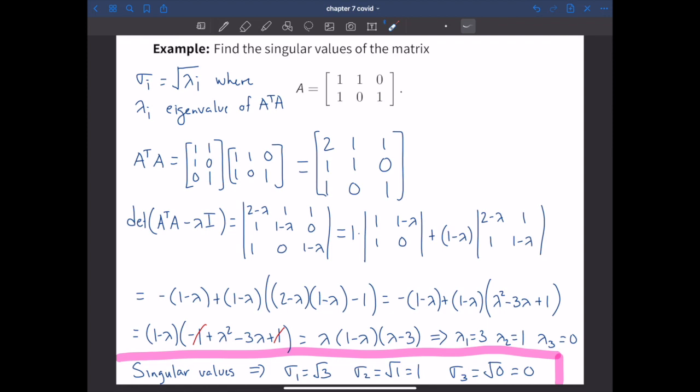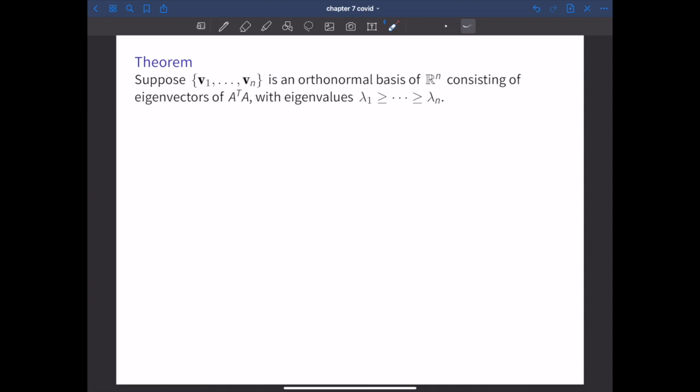All right, so let's see a theorem here. The setup for this theorem is similar to the setup that we've already been talking about. We've got a matrix A, and we're computing the product A transpose times A. V1 through Vn are an orthonormal basis of eigenvectors for the matrix A transpose A, and the corresponding eigenvalues will be lambda 1, lambda 2, all the way up to lambda n.